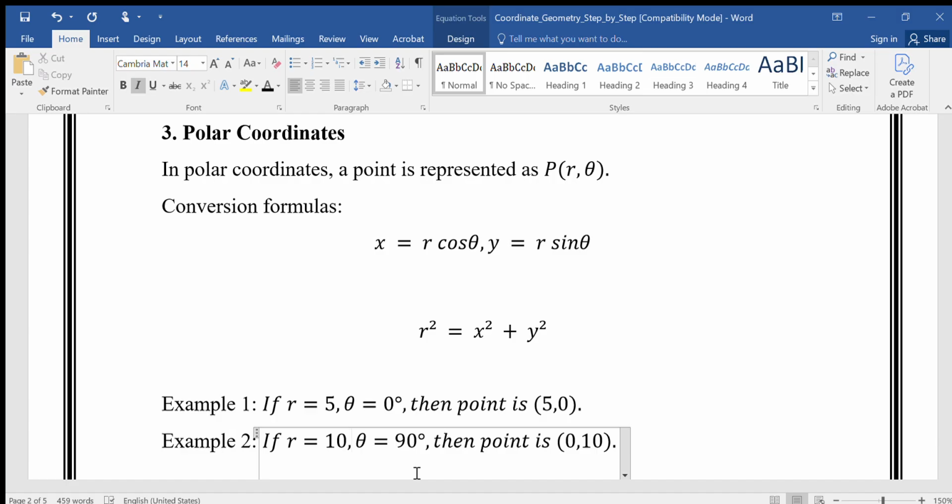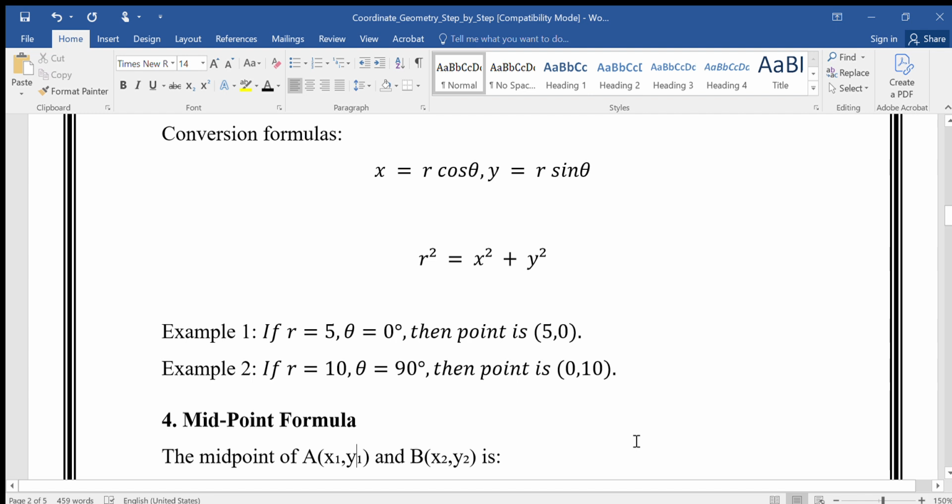If r is equal to 10 and theta is equal to 90 degrees, then the point is (0, 10). If r is equal to 5 and theta is equal to 0 degrees, then the point is (5, 0). And if r is equal to 10, theta is equal to 90, then the point is (0, 10).